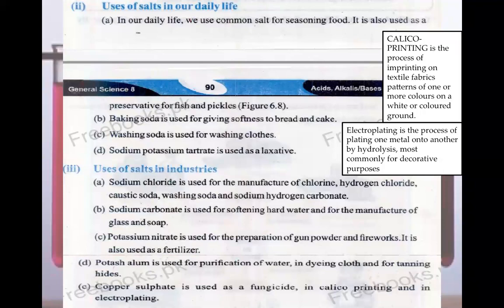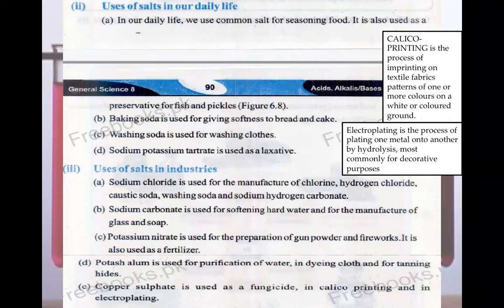All right. There are certain uses of salts in the industries. Sodium chloride is basically used for the manufacturing of different things. Manufacturing of chlorine, इसके अंदर से chlorine निकल जाती है. It is used for the manufacturing of acid, which is HCl. It is used for the manufacturing of caustic soda, of washing soda, ठीक है, and sodium hydrogen carbonate.